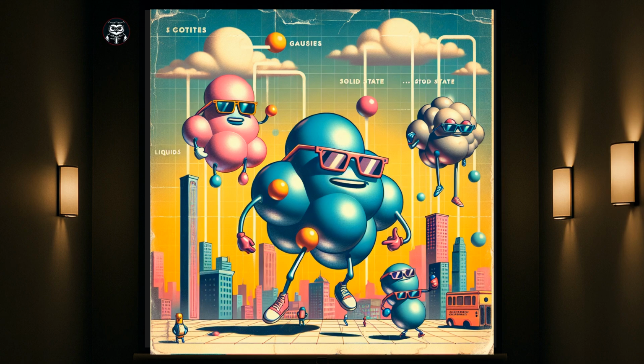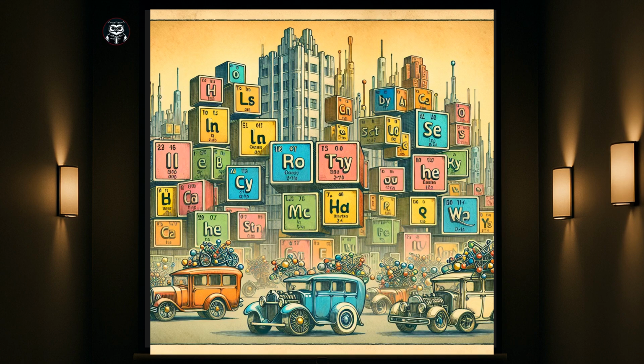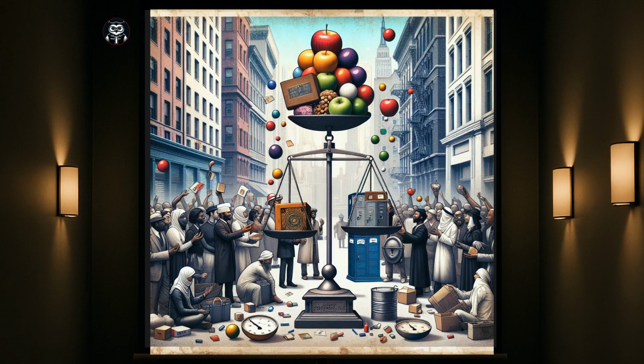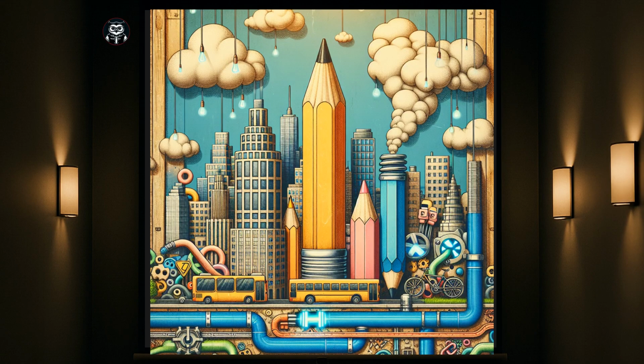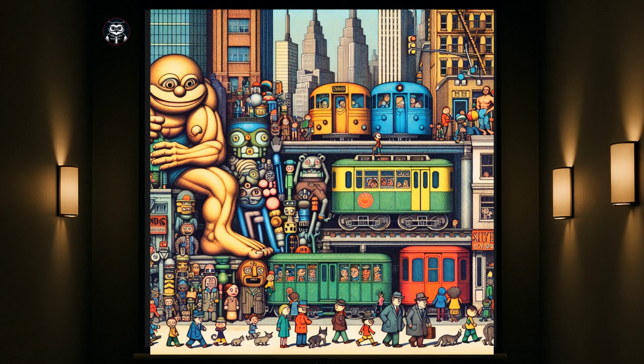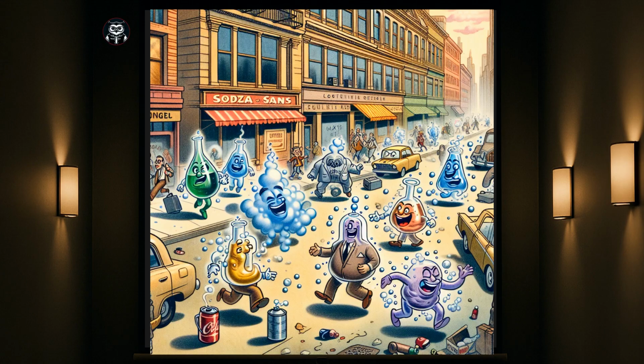What is matter and why it matters? Everything around you is made of matter. Matter is anything that has mass and takes up space. The air you breathe, the water you drink, your desk, and even your own body are all made of matter. Matter is everywhere, even when you cannot see it.